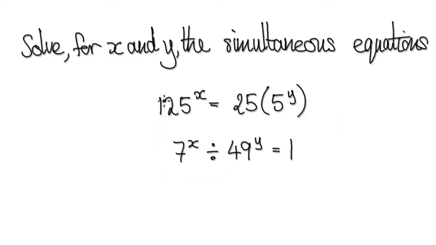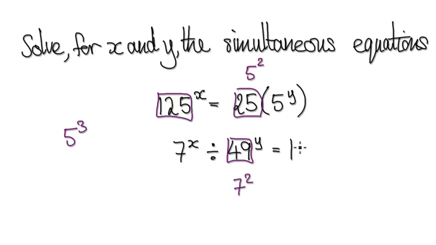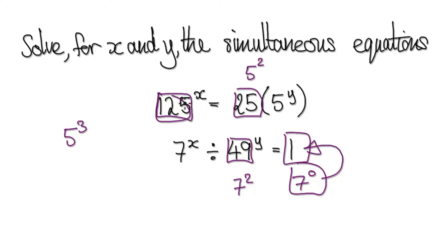Okay, so to do this, the trick is to get all the bases to be the same. At the moment, realize that this thing here is really 5 to the power of 3, and realize that this is 5 to the power of 2. Get all the bases to be the same. And then realize that this is 7 to the power of 2. And then if you want to, you can write this as 7 to the power of 0, which is 1. So you've got to be able to spot this. Get all the bases to be the same.